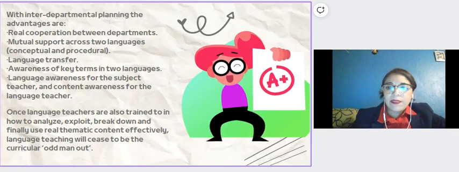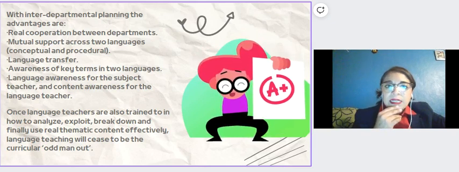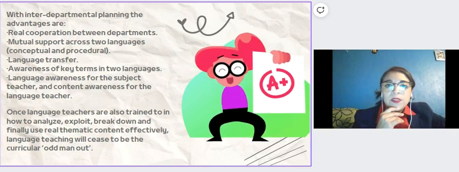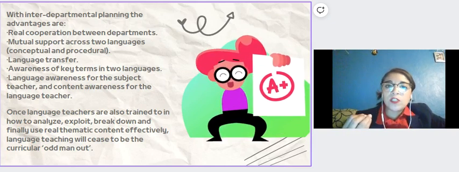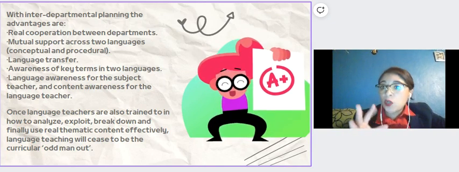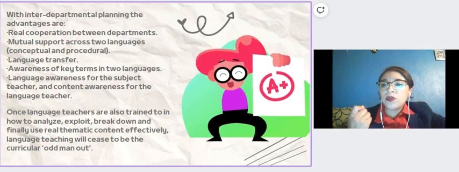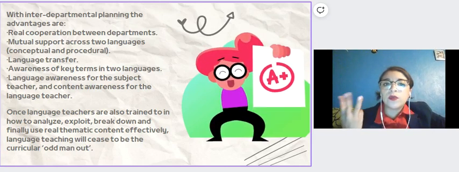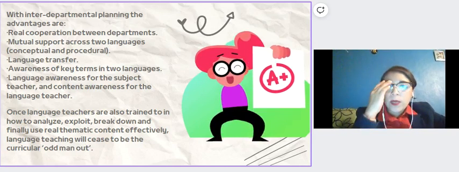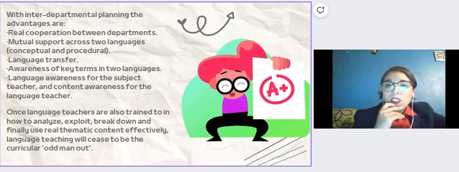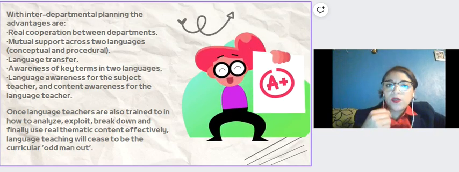So the interdepartmental planning, the advantages are that there is real cooperation between departments. We are using English, but we're also learning Spanish, we're also learning biology, we're also using math. So we have to use cooperation between all departments. We have mutual support across two languages, conceptual and procedural.